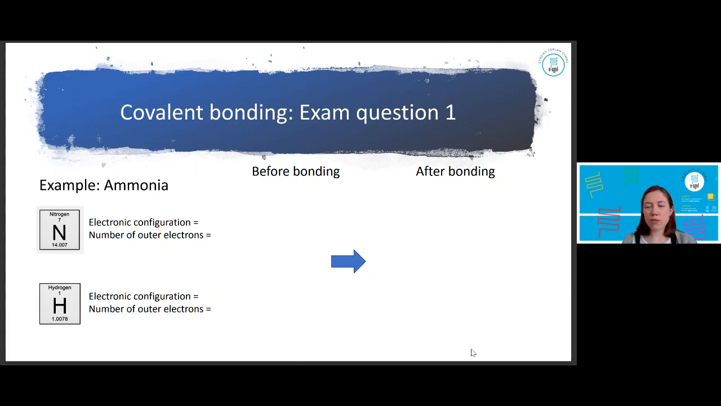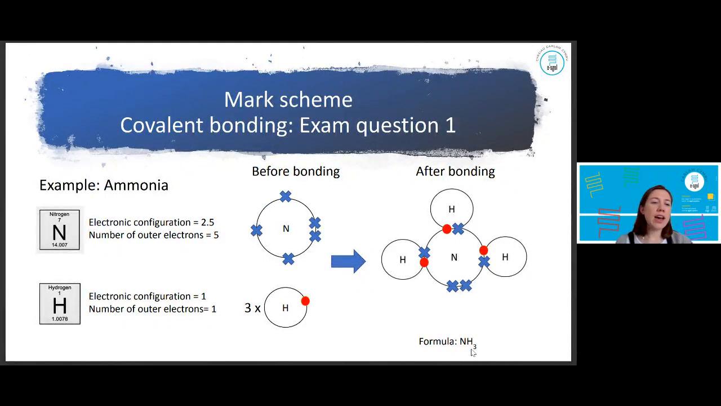Okay, so I'm going to show you the answers. Stop if you need more time. Here we've got the electronic configuration for nitrogen is 2,5 because there are 7 electrons. That means there are 5 outer electrons, and then hydrogen, we've just had a look at that one. It's got 1 outer electron. If nitrogen has 5, it needs an additional 3 electrons in order to have a full outer shell of electrons, and therefore needs to form 3 covalent bonds with 3 hydrogen atoms. And that's shown by the diagram here.